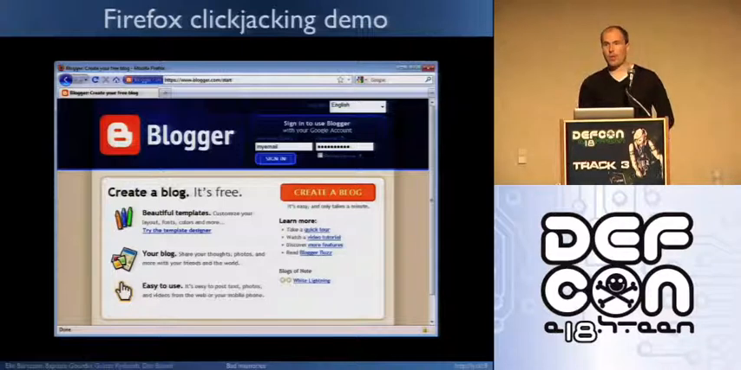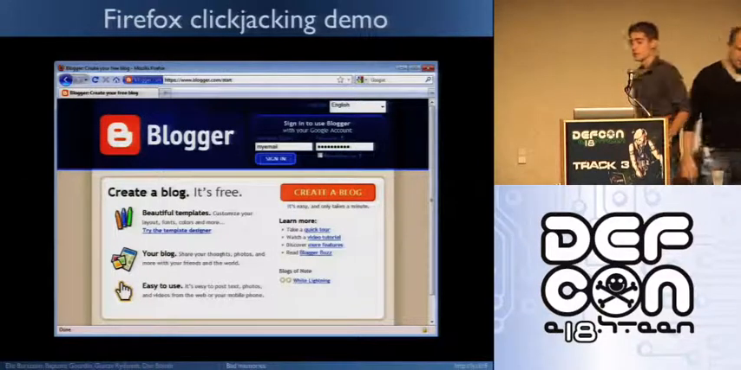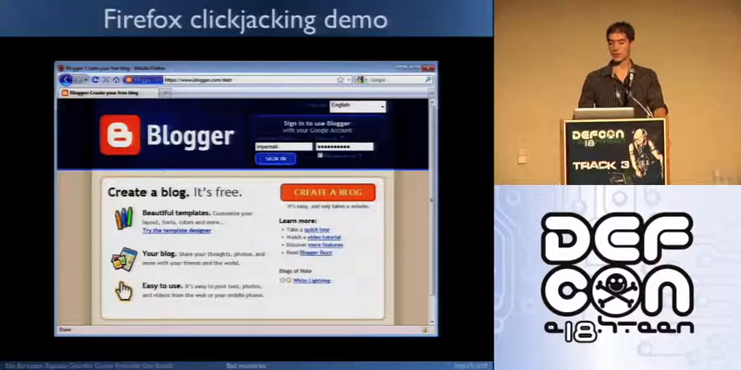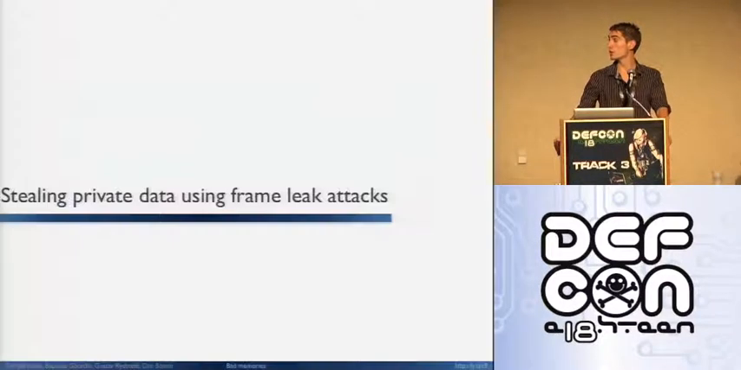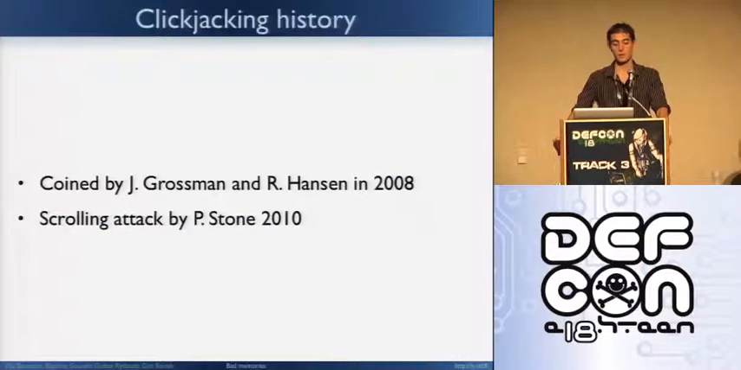For the third part of the talk, I'm going to let Baptiste show you how it works, and they are all yours. Thanks. So for the third part of this presentation, I will show you how we can actually steal private data from users using frame-leak attacks. Frame-leak attacks are an evolution of clickjacking and scrolling attacks. Clickjacking, just presented previously by Eli, is a term coined by Jeremiah Grossman and Robert Hansen in 2008. The scrolling attack is a new attack shown by Paul Stone at Black Hat Europe this year.